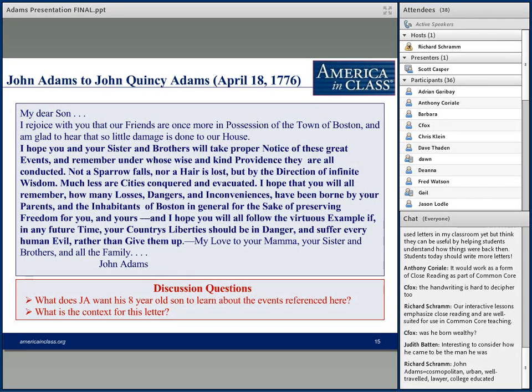Okay. My dear son, I rejoice with you that our friends are once more in possession of the town of Boston, and am glad to hear that so little damage is done to our house. I hope you and your sister and brothers will take proper notice of these great events, and remember under whose wise and kind providence they are all conducted. Not a sparrow falls, not a hair is lost, but by the direction of infinite wisdom. Much less are cities conquered and evacuated.